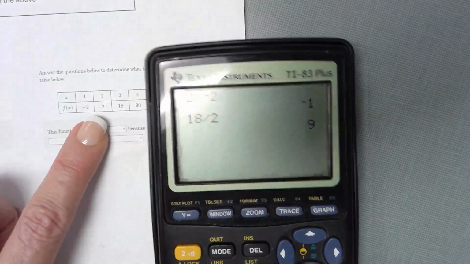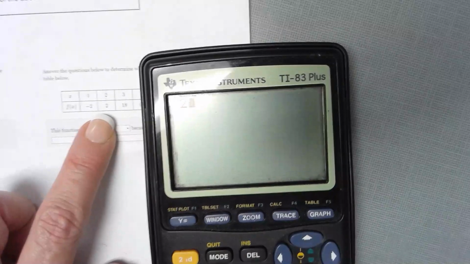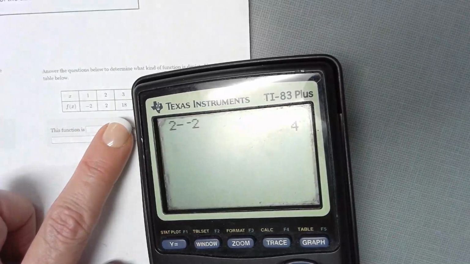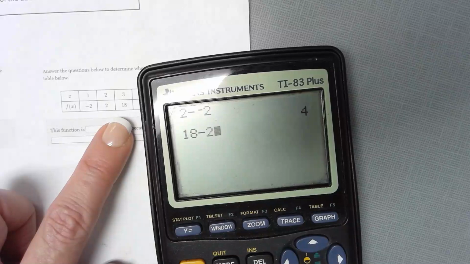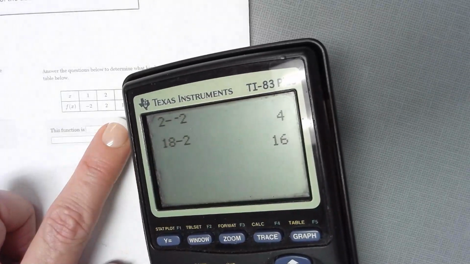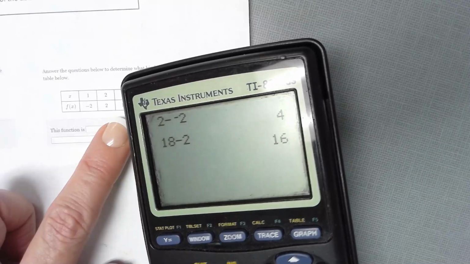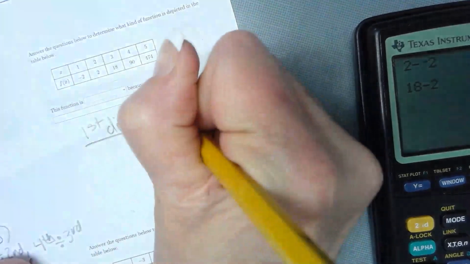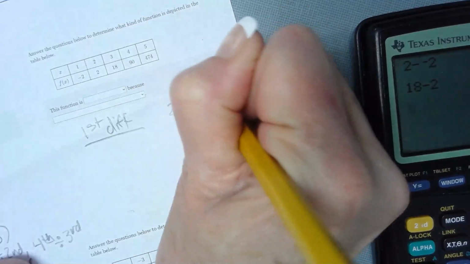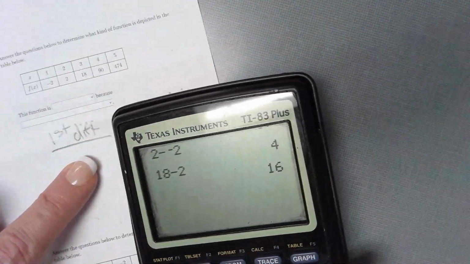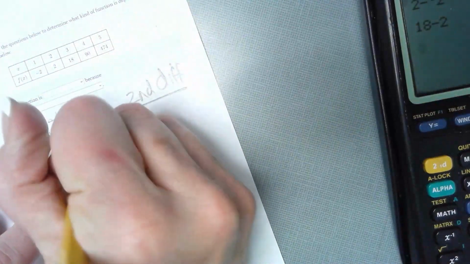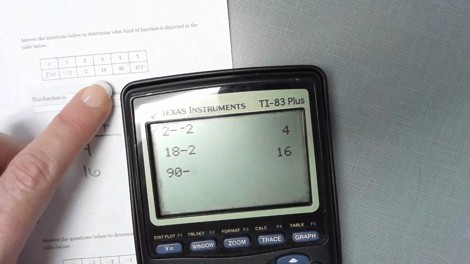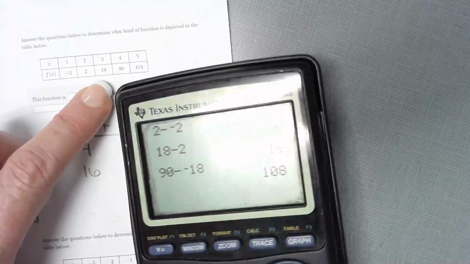Okay, let's take the difference, the first difference. Second minus first. Third minus second. At this point's where I'm going to start writing. See, I already know it's not linear. So y'all going to start writing. First difference, second difference. For my first difference, I've gotten a 4 and a 16. I'm going to keep going. Let's do fourth minus third. I get 108.